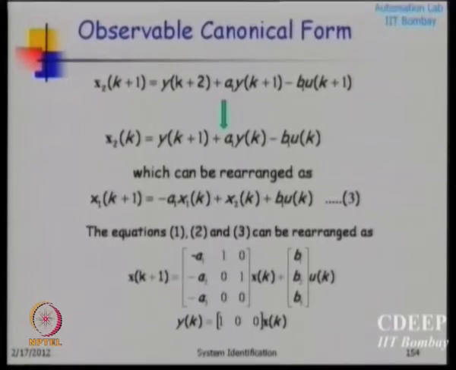I get this form. This particular form is called the observable canonical form. Here, you will see that the matrices have changed, one is the transpose of the other. C and B seem to have changed their place, but there are different ways of getting a state realization. There's no unique way of coming up with the state realization. That is an important message. There are different ways you can get the state realization. All of them will have the same transfer function.